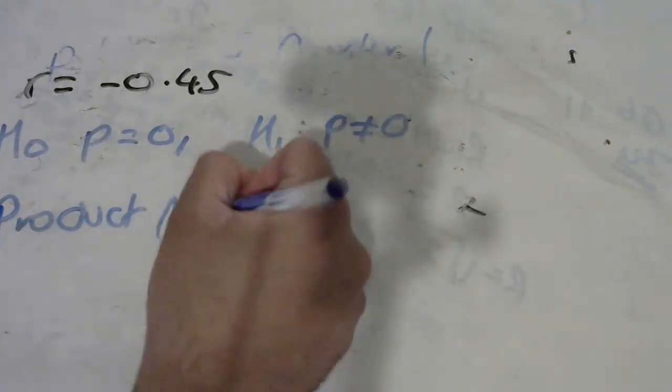So I'm going to take a 30-second break. Everyone can pull out the formula booklet. The thing you're looking for is the product moment correlation coefficient table. That's the one we're going to go and look at.